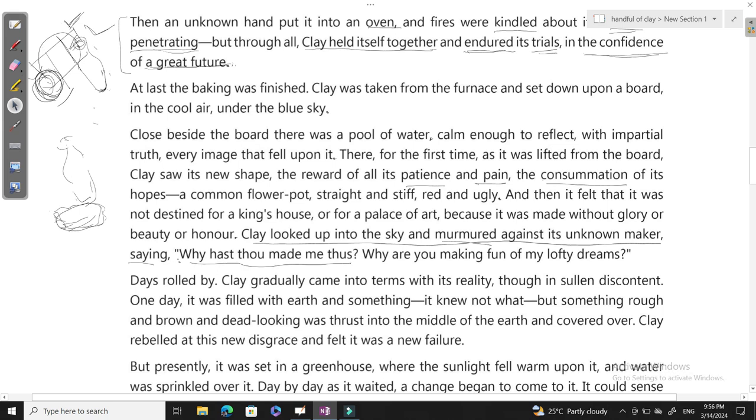This is old dialect English words. It means, why have you made me like this? Who says? The flower pot says to his unknown maker, the potter. Why are you making fun of my lofty dreams? Again, we'll come to the conclusion of this line.